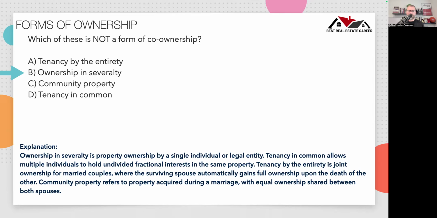Tenancy by the entirety is joint ownership for married couples, where the surviving spouse automatically gains full ownership upon the death of the other. Community property refers to property acquired during a marriage with equal ownership shared between both spouses.